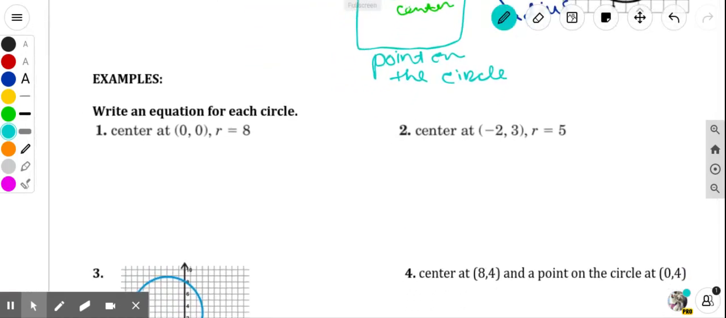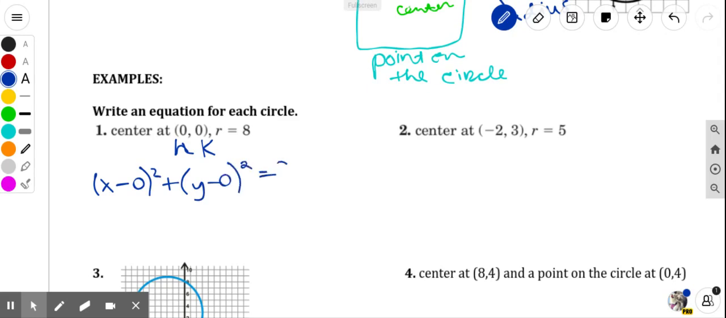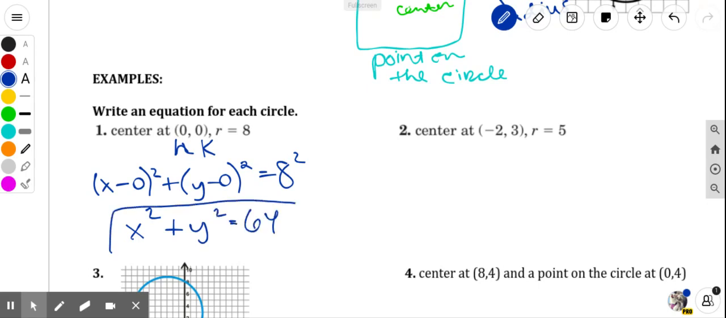It says that the center is (0, 0), so that's your h and your k. And then r is 8. Some of you may be able to go directly to the answer, but I'm just going to show the plugging in first. So it's going to be (x minus 0) squared plus (y minus 0) squared equals 8 squared. To clean that up a little bit, it's just x squared, because x minus 0 is just x, plus y squared equals 64. And that's it. That's the equation for that circle.